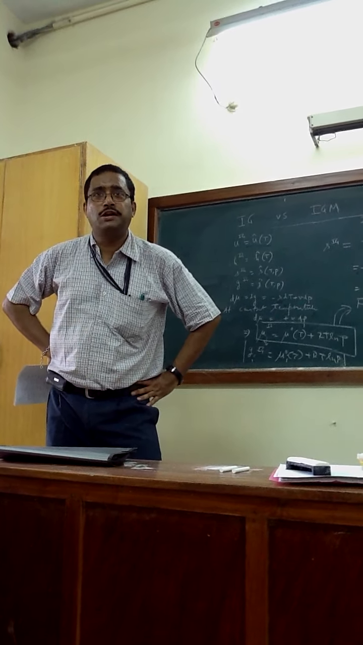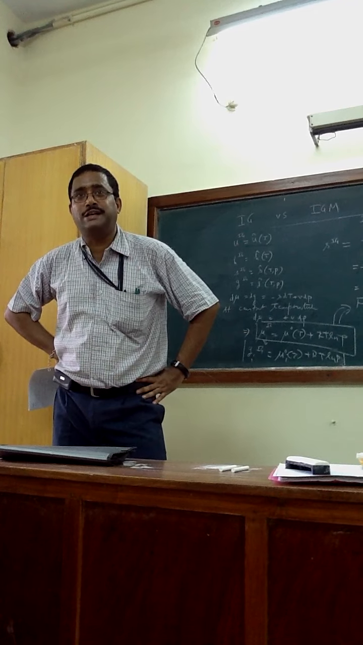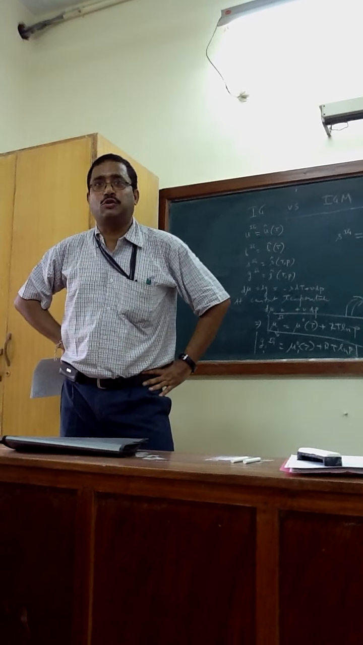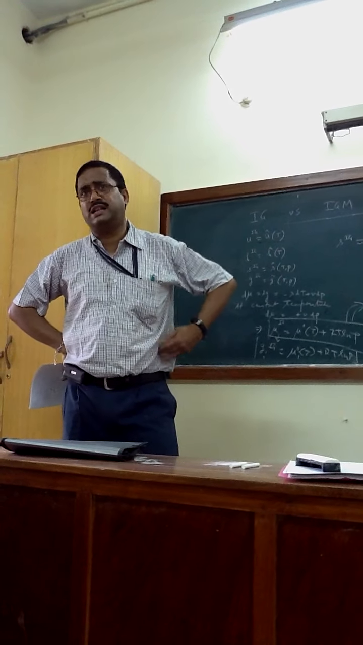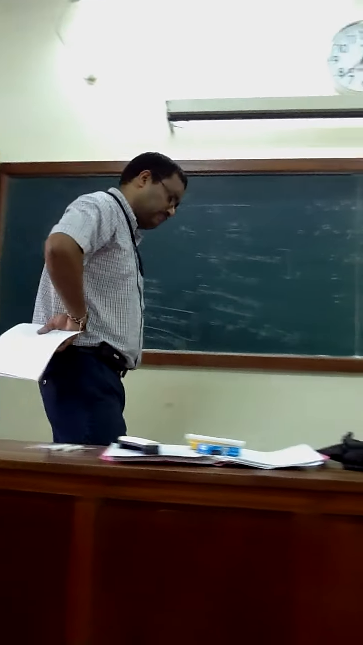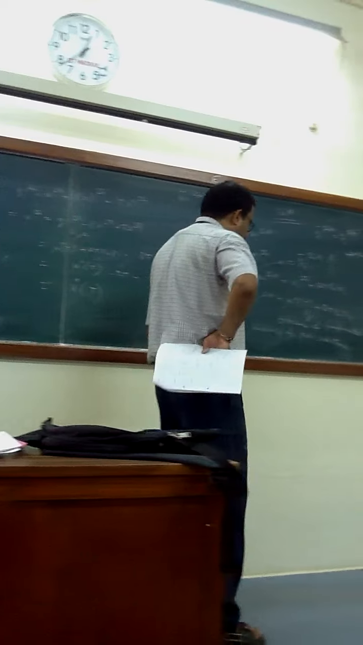But I can show that Ui bar IgM equals Ui Ig, and Hi bar IgM equals Hi Ig. But other things are not same. Can you tell qualitatively why it is like that?